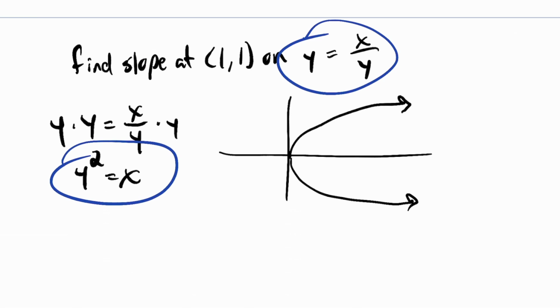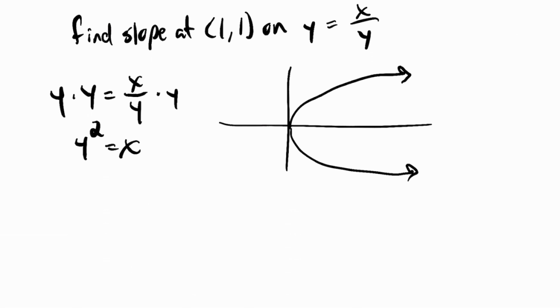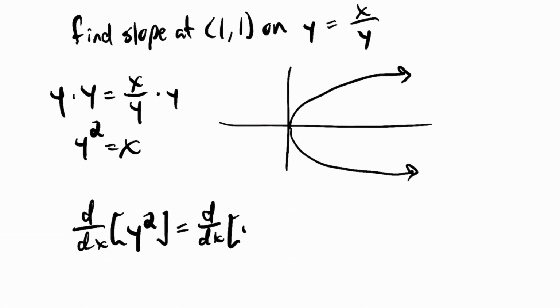So I'm going to find the derivative of this equation instead, so that it's a little bit easier than previous videos. If I hadn't done that rearrangement, then that would be more complicated, but I want to avoid that if I can. So I'm going to find the derivative of this equation by applying d/dx to both sides. So d/dx of y squared equals d/dx of x.